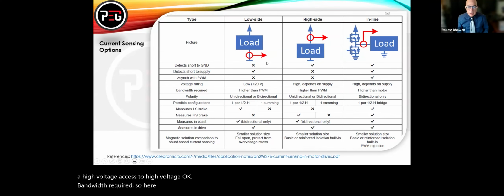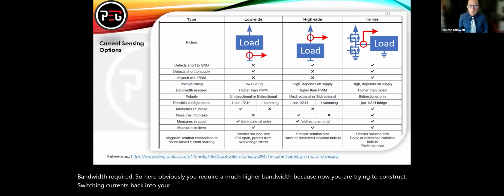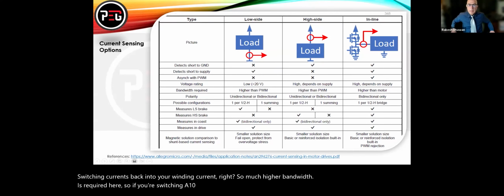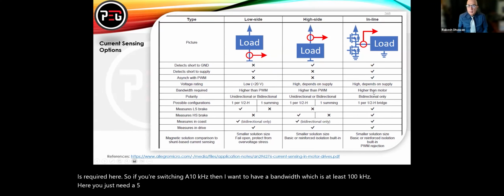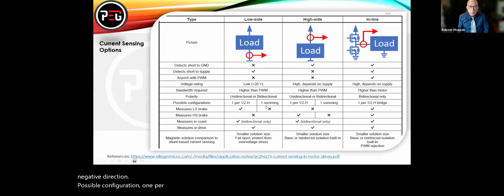Bandwidth required. So here, obviously, you require much higher bandwidth because now you are trying to construct switching currents back into your winding current, right? So much higher bandwidth is required here. If you're switching at 10 kilohertz, then I want to have a bandwidth which is at least 100 kilohertz. Here, you just need 5 kilohertz bandwidth. Polarity: unidirectional or bidirectional. Here you have to have bidirectional because you want to be able to also sense the current going in the negative direction.